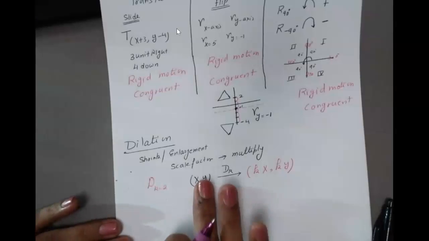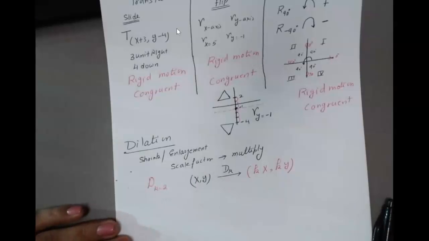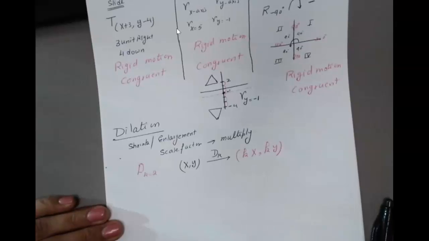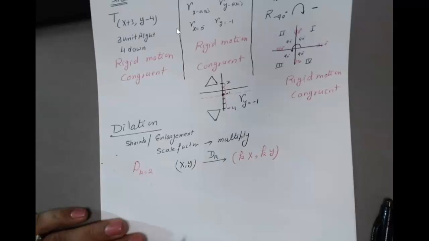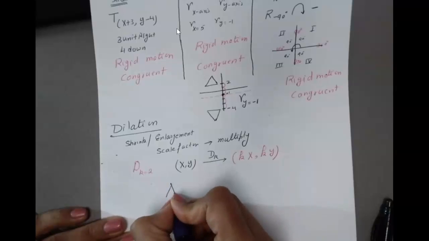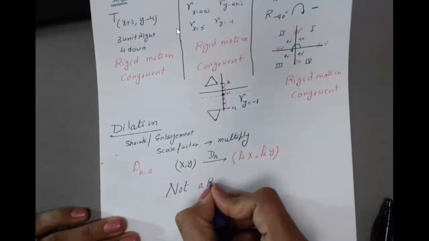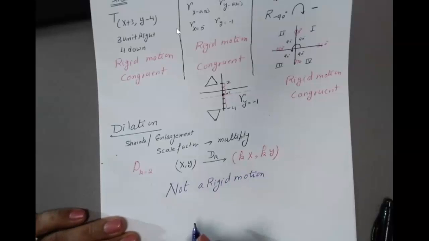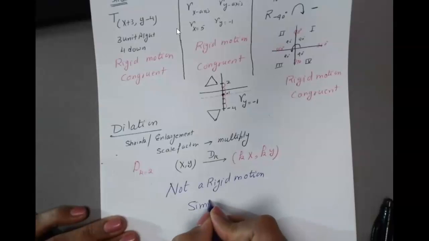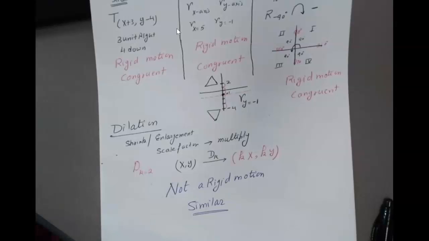So now tell me, is dilation a rigid motion? Yes or no? Anyone from class? What do you think, guys? Dilation is a rigid motion? No, not a rigid motion. This is the only one that is not a rigid motion. Why? Because you get a big or small picture. So congruency is out. When you see dilation, the pictures are no longer congruent, they are similar. That is good, dilation.